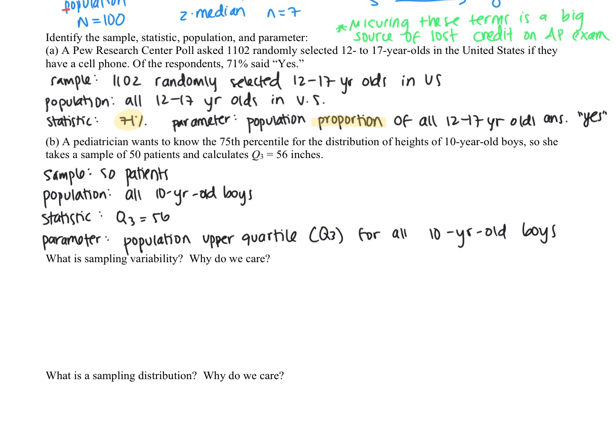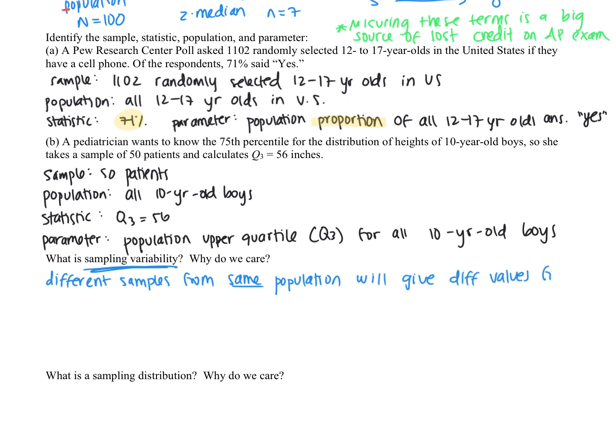Okay, so this leads us to a very, very important term, which is sampling variability. And we've talked about this term actually already. This term means that different samples from the same population will give different values for a statistic.